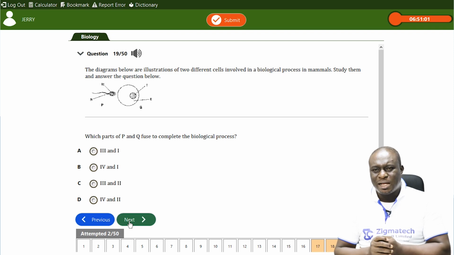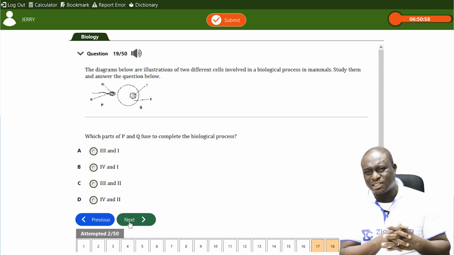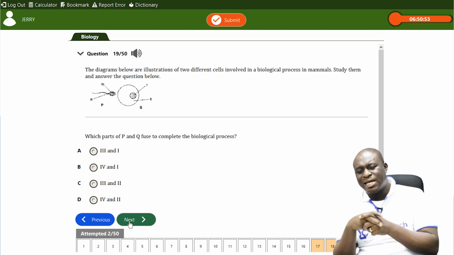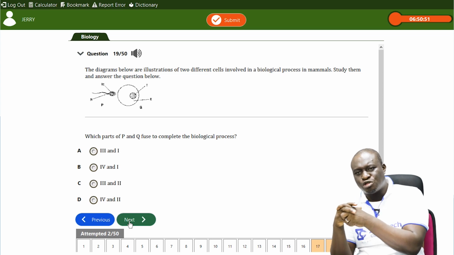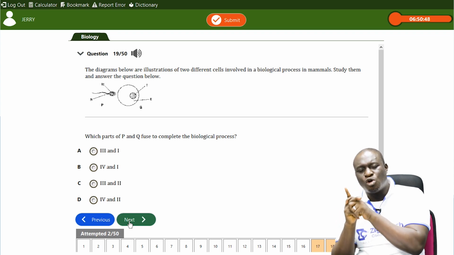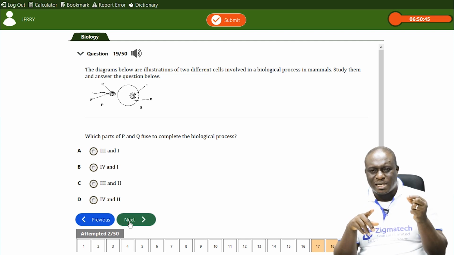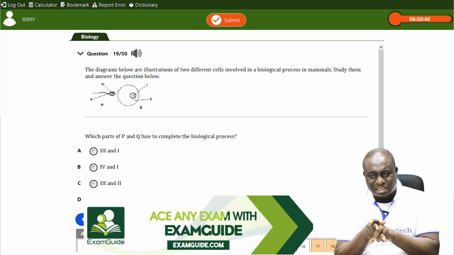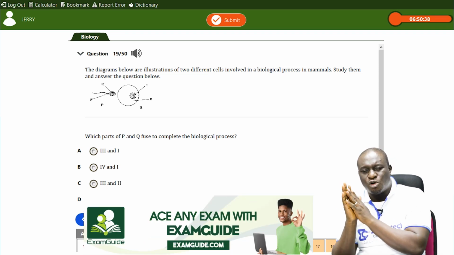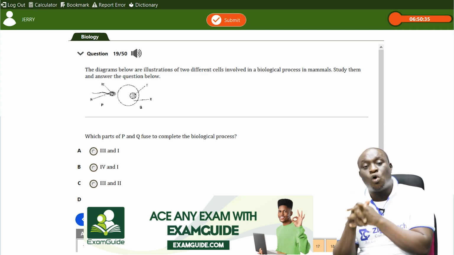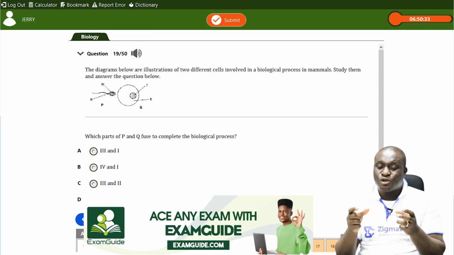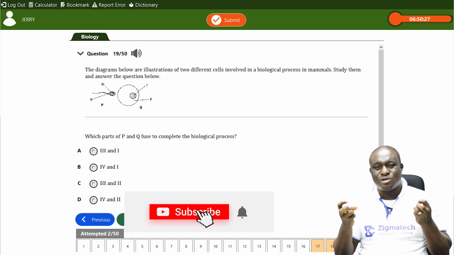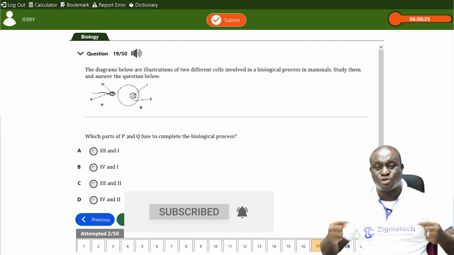You will see that in terms of P, which is the male sex cell, you will see the label Roman figure 3. And then in the female sex cell, which is diagram Q, you will see the label Roman figure 1. Now, Roman figure 3 in the male cell is referred to as the nucleus of the male sex cell. And in terms of Roman figure 1 in the female sex cell, it's its own nucleus. Now, the nucleus contains what we call genes. And these genes contain hereditary materials that can be transferred from parents to their offspring.